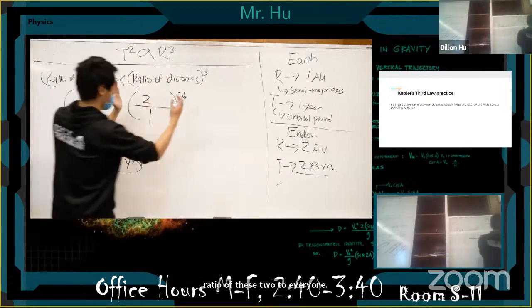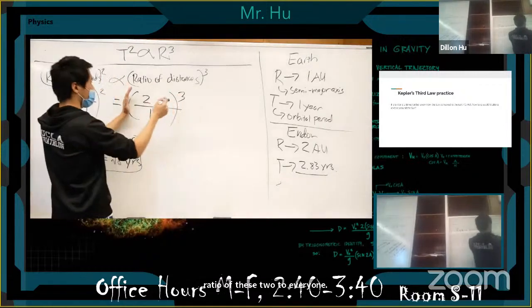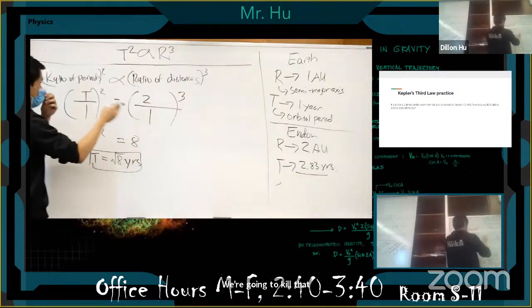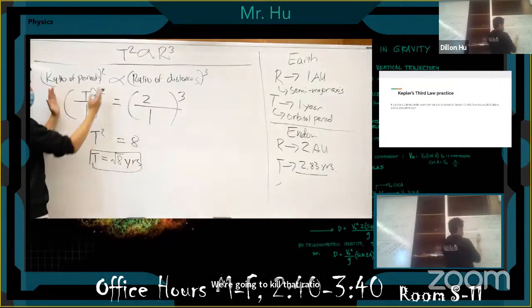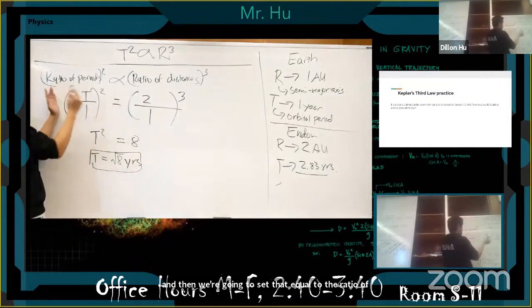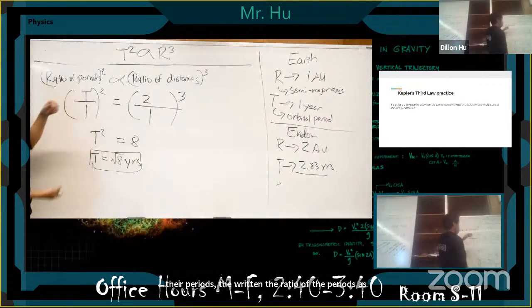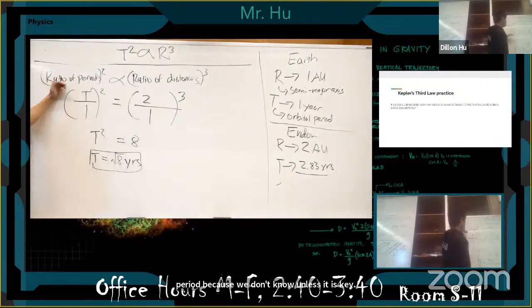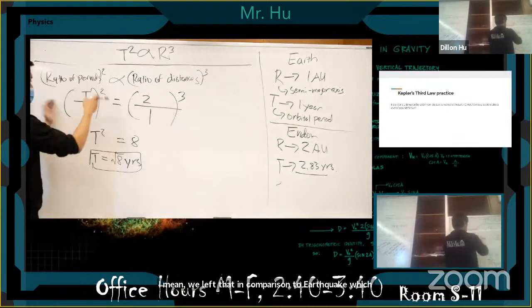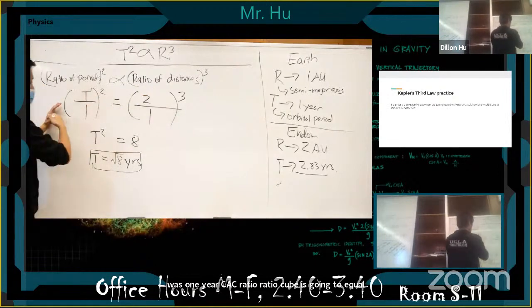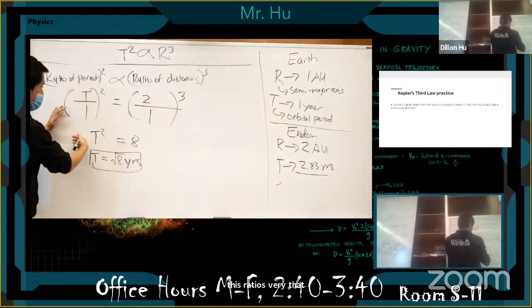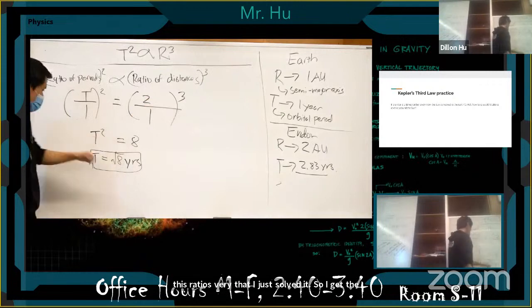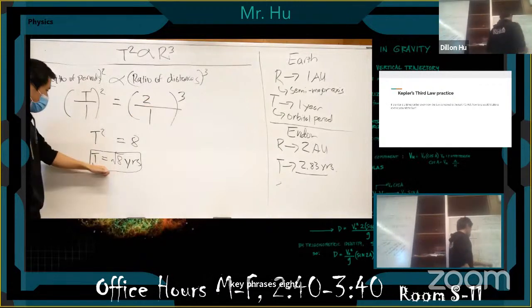So we take the ratio of these two, 2 over 1. We're going to cube that ratio, and then we're going to set that equal to the ratio of their periods. And the ratio of the periods is Endor's period, which we don't know. I left it as t. And we left that in comparison to Earth's period, which was 1 year. So this ratio cubed is going to equal this ratio squared. Then I just solved it. So I get that t squared is equal to 8, and so that means that t is equal to the square root of 8.